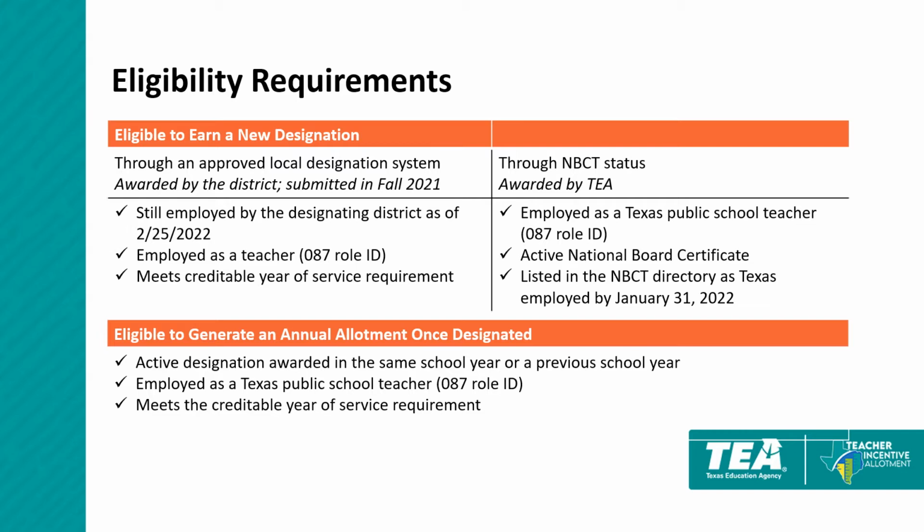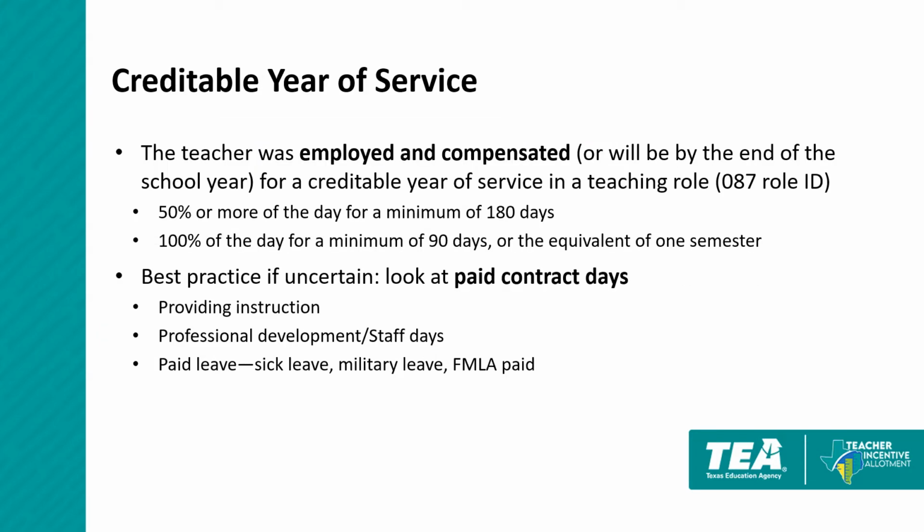Once a designation is earned, the eligibility to generate an annual allotment requires an active designation, either awarded in the same school year or a previous school year. They must still be employed as a Texas public school teacher in a 087 role ID and meet the creditable year of service requirement. Now we'll take a closer look at the definition for creditable year of service.